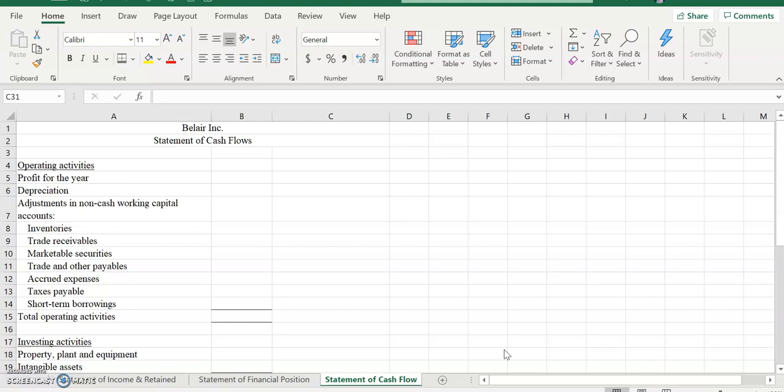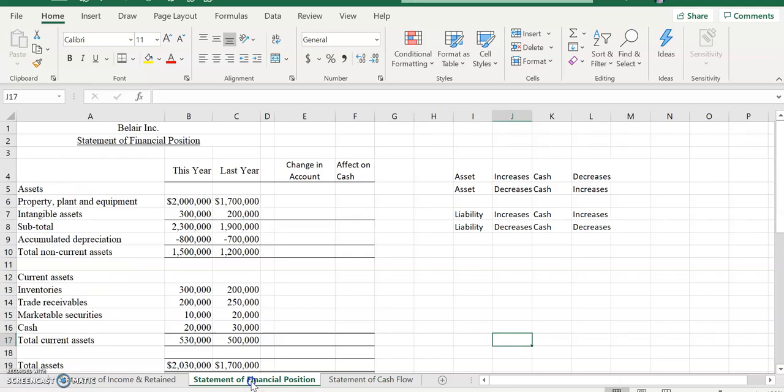Okay, and in order to do a statement of cash flow, you need your other three financial statements so that you have all of your financial information basically for the period that you're trying to reconcile. So we're going to look at our statement of financial position, and it looks like we are trying to reconcile last year versus this year. Okay, so let's see the cash.